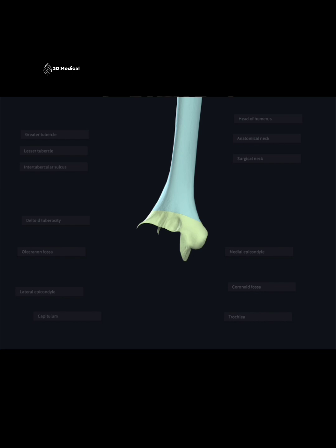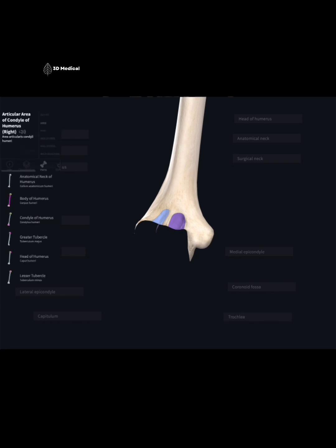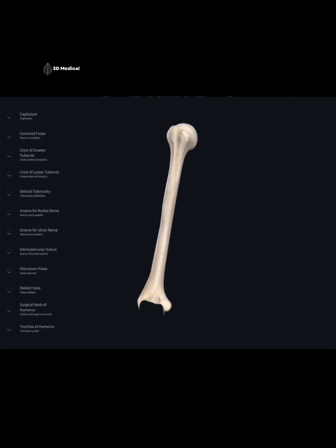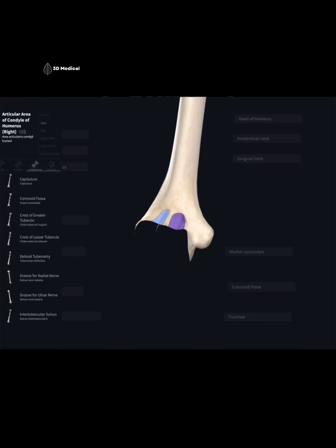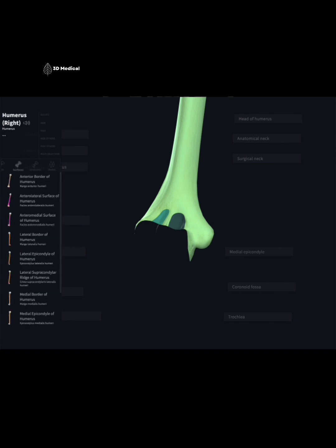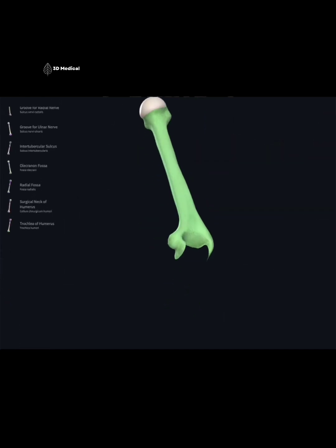And these are really important because they're what allow your elbow to function the way it does. As I said, they had two articular surfaces. First of all, there's this sort of rounded shape here known as the capitulum, and this cylindrical wavy area, the trochlea. The capitulum is the site of articulation for the head of the radius, while the trochlea is the site of articulation for the ulna.